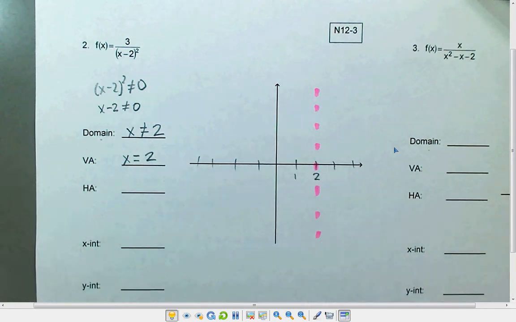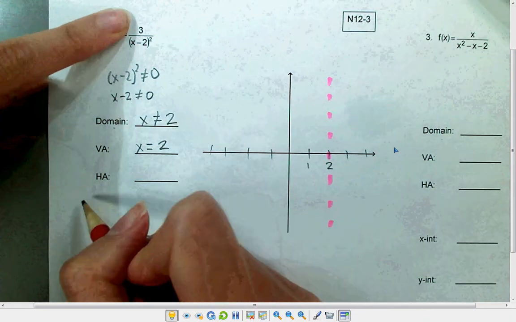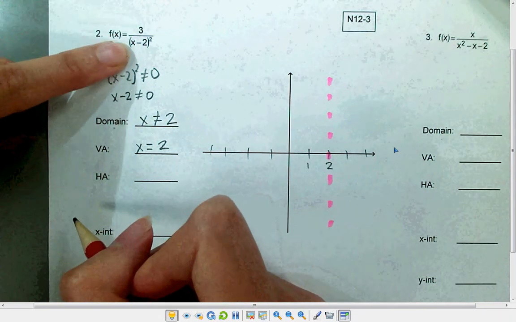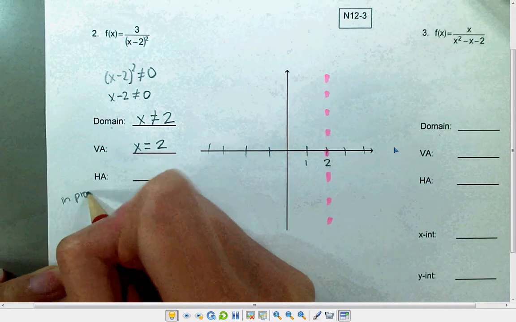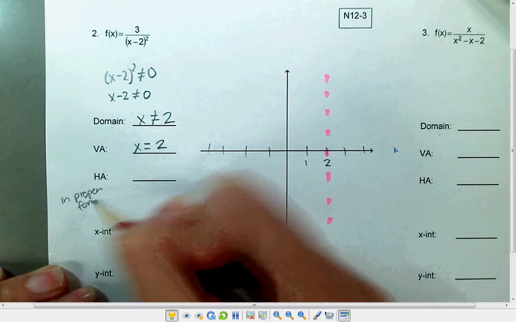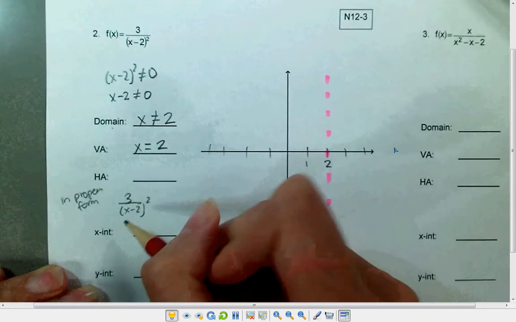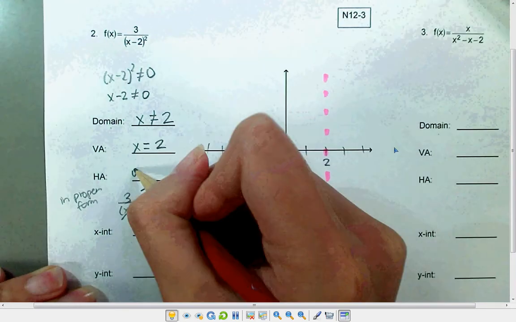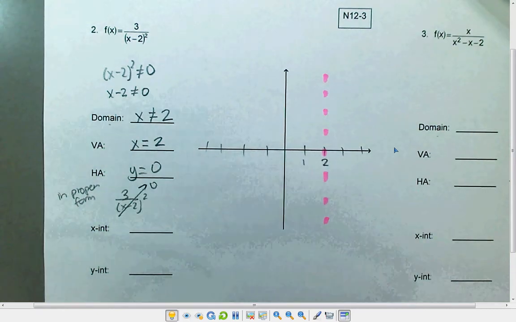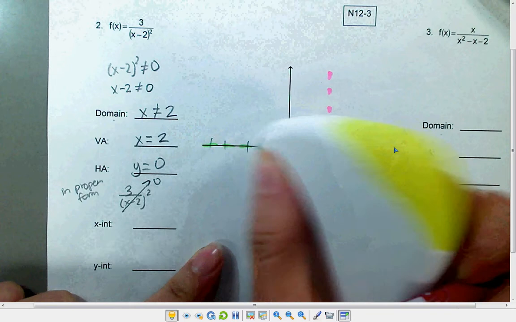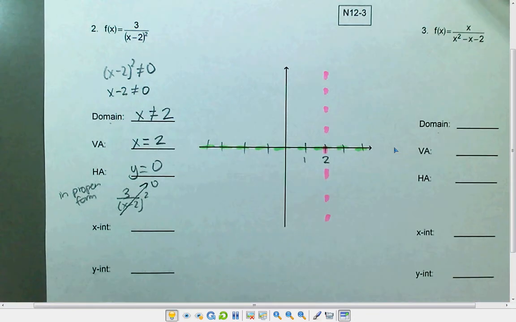My horizontal asymptote now I'm going to find by dividing, so using long division. When I try to divide 3 by x minus 2 squared, can I do that? No, it's already in proper form. So if it's in proper form, what does this fraction go to? It goes to 0. So I have a horizontal asymptote at y equals 0, which is just going to be a line on the x-axis. So at 0, it's going to be on the axis.